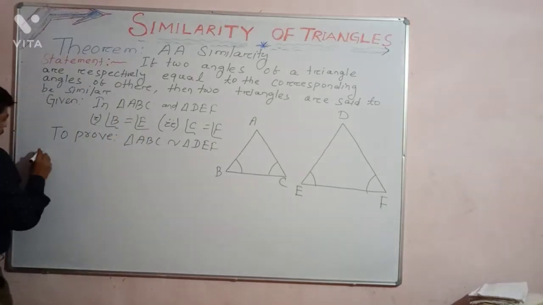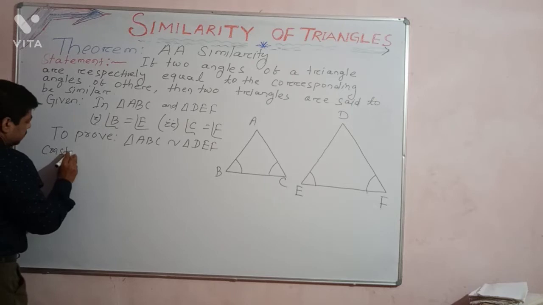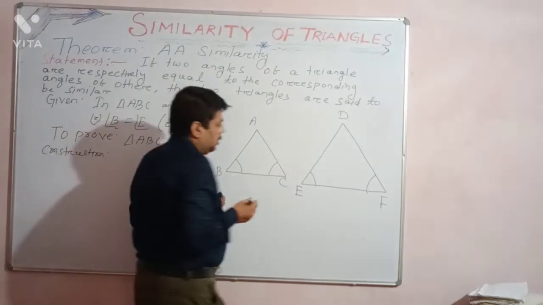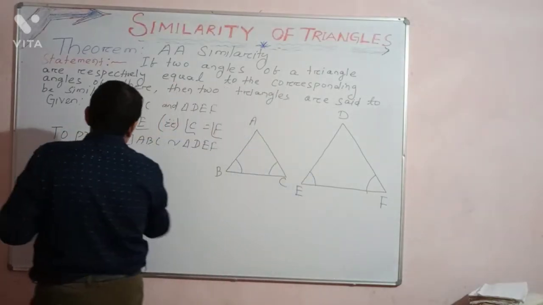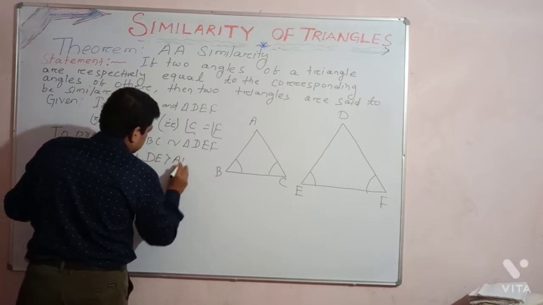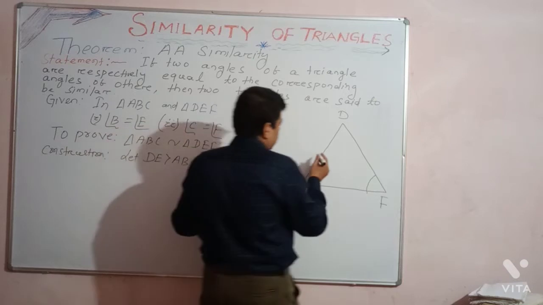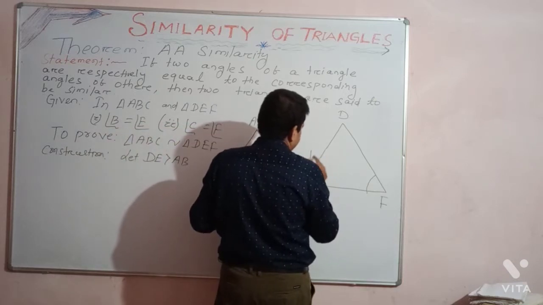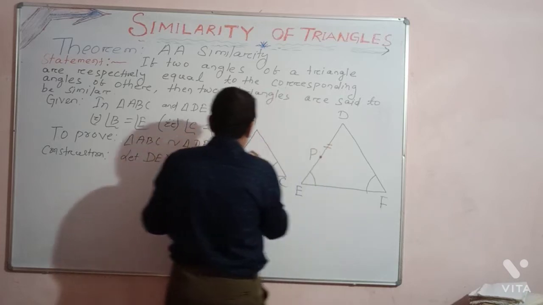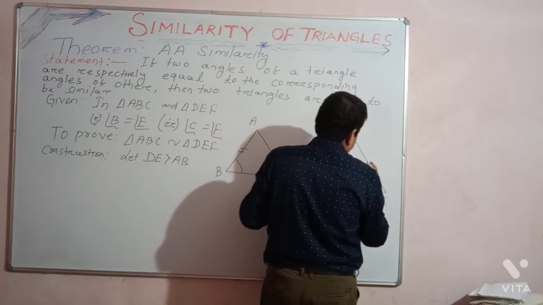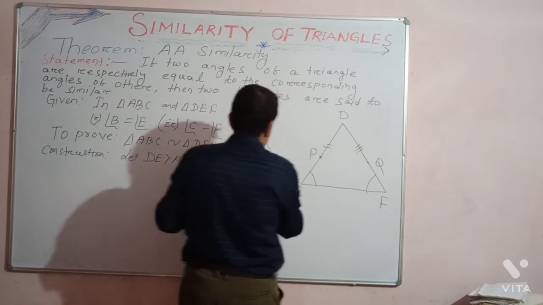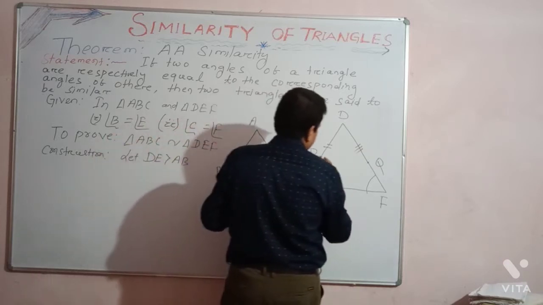So for that you have to make a construction. What is the construction? In this case, let DE be greater than AB. Let P be a point on DE such that DP is equal to AB, and Q be a point on DF such that DQ is equal to AC, and PQ is joined.